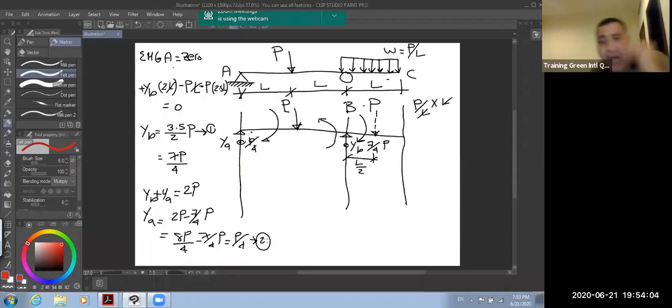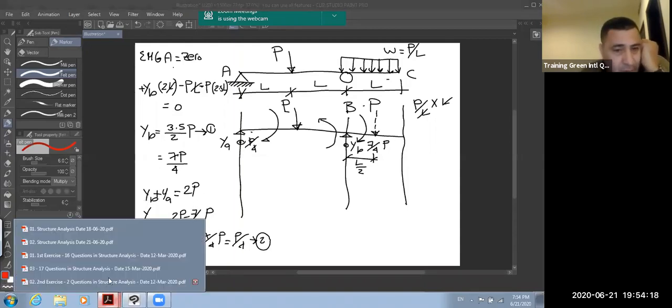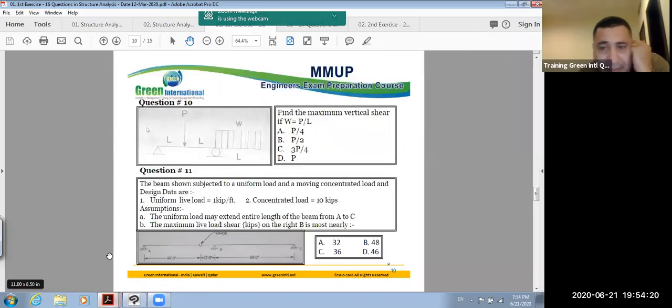Did I get all the unknowns? I get all the unknowns because sigma x is equal to 0. I don't have any horizontal force, so I can draw the shear force diagram. Let us come back to our question. It is telling you maximum vertical shear. Maximum vertical shear is a force, not stress. Later on, we'll discuss stresses. I am asking you now for the maximum vertical shear force.